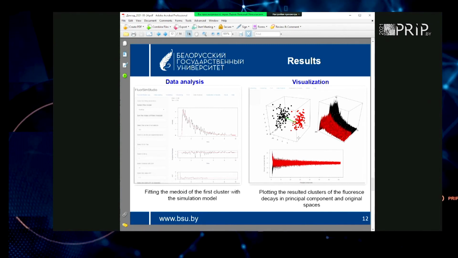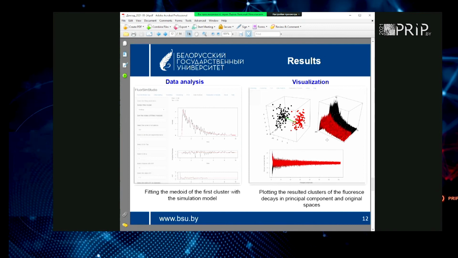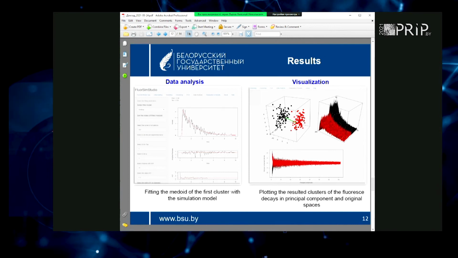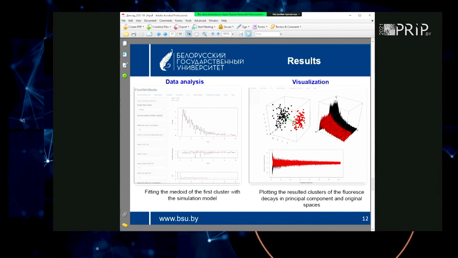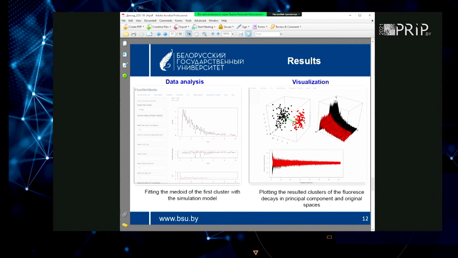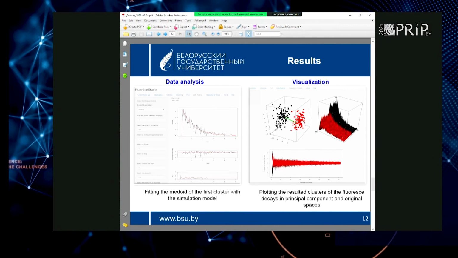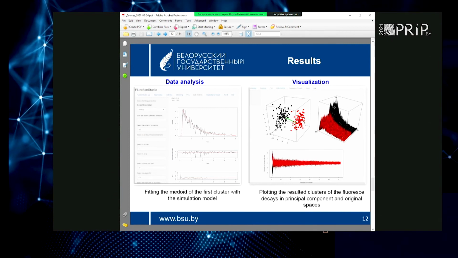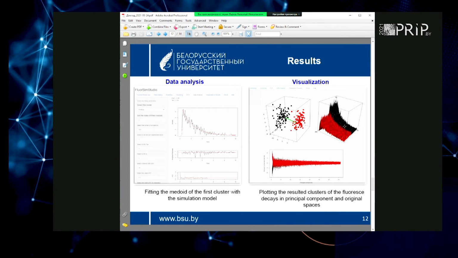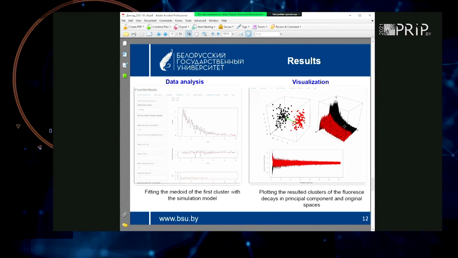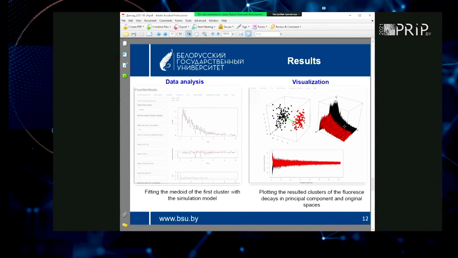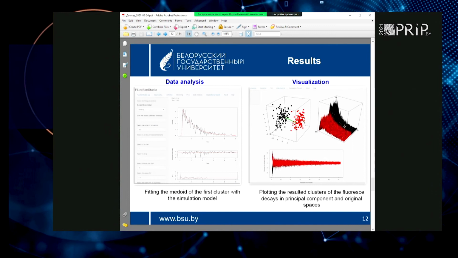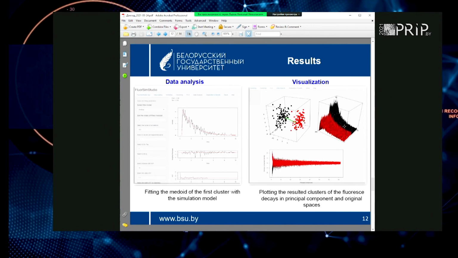And a bookmark demonstrating results of the analysis. You can see on the left side the picture of fluorescent decay curves in the space of the first three principal components and the original space. As you can see, we were able to nicely identify fluorescent decay curves corresponding to different molecular species and estimate their parameters.